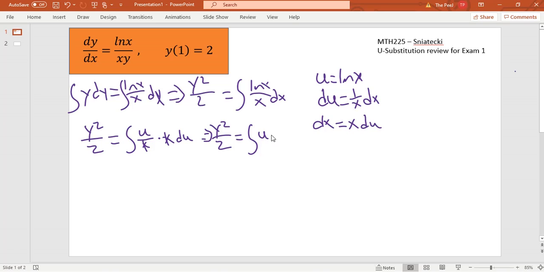u times du. Now we've taken a complicated thing by putting it in terms of another variable that we can work with and derive on our own and plugging it back in there. We substituted back in u, and now we've got a super simple term which we just did. So that becomes y squared over 2 equals u squared over 2.